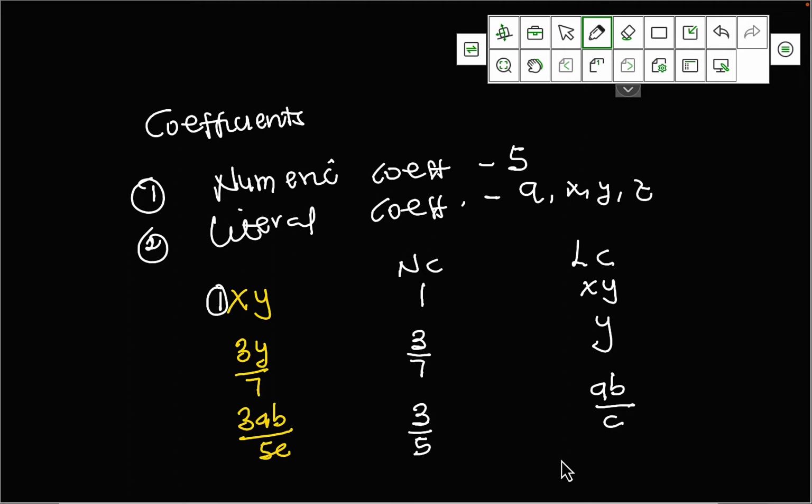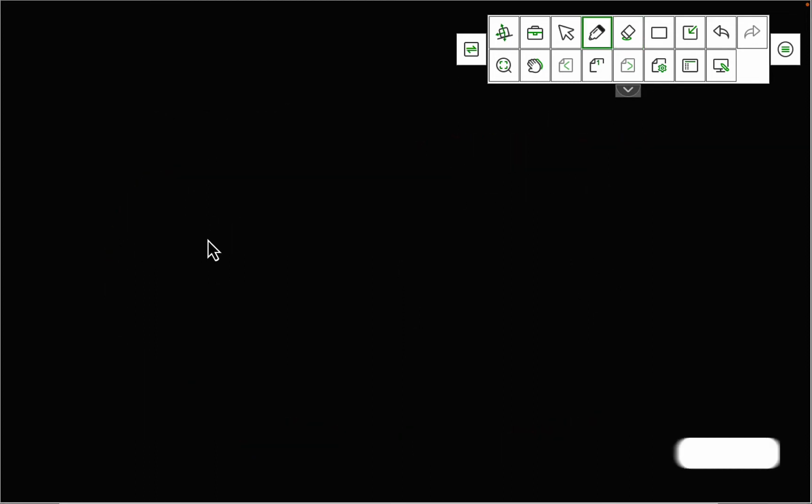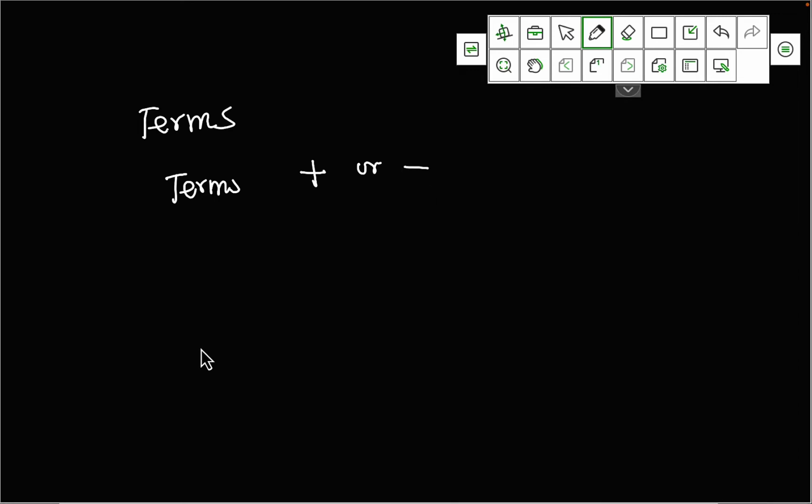Now these things are very important because we are going to talk about like and unlike terms. Before we do that, you have to know some of these things. Okay, let's continue. The next thing we're going to talk about is terms. Usually in algebra you're going to have expressions that have many terms. Terms are separated by either a plus or a minus, and to know the number of terms, just count the number of pluses or minuses, and then add one to it.